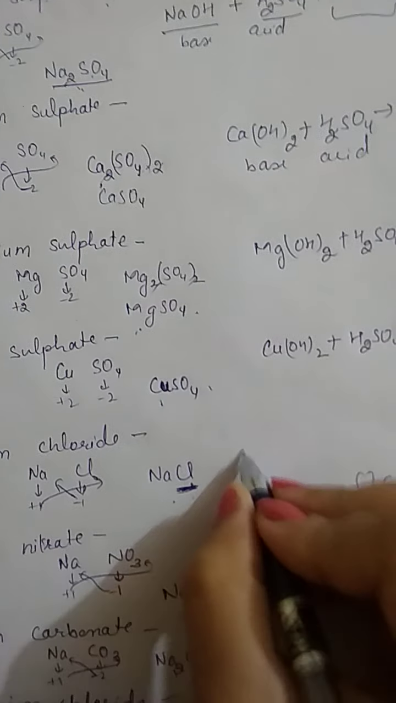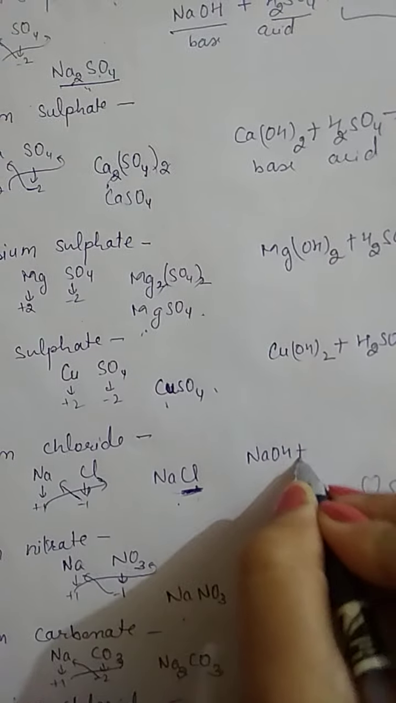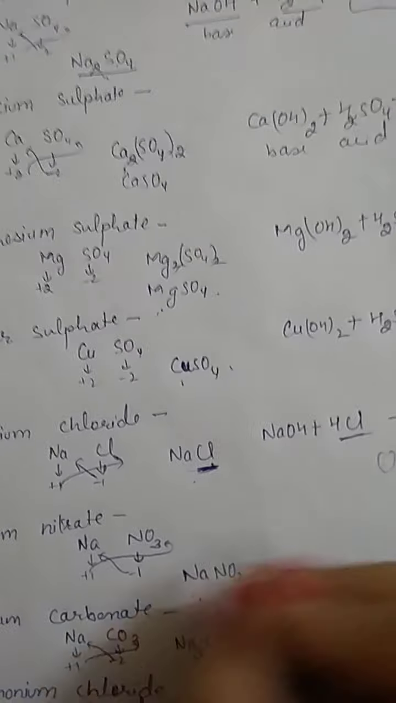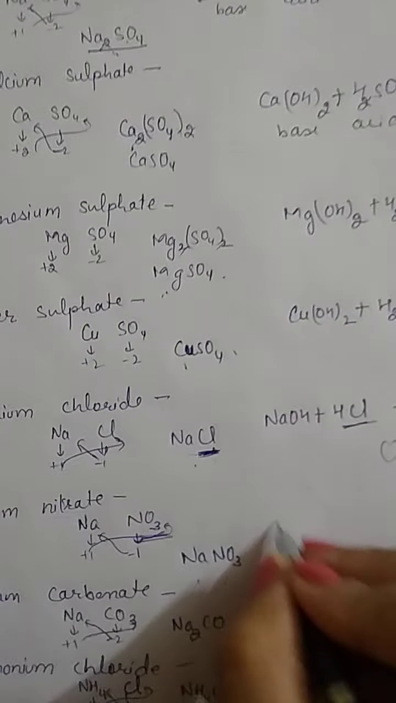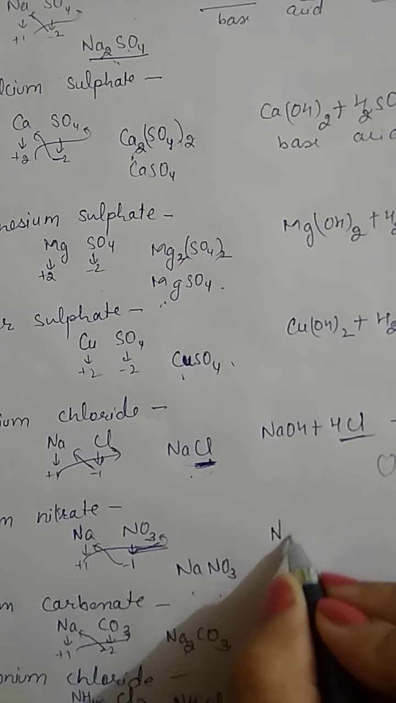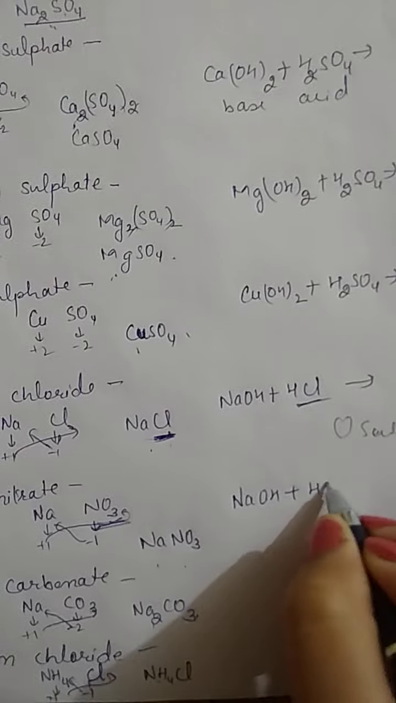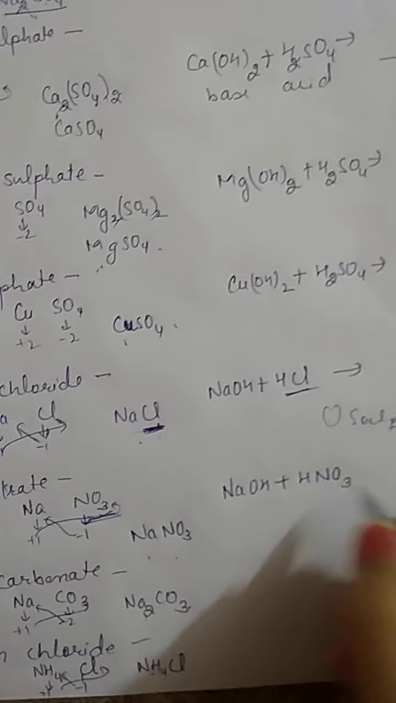Next one, now see, this one is a chloride salt. So here it is sodium hydroxide plus hydrochloric acid will be the acid here. Here it is a nitrate salt. So sodium hydroxide is the base plus the acid will be HNO3, nitric acid here.